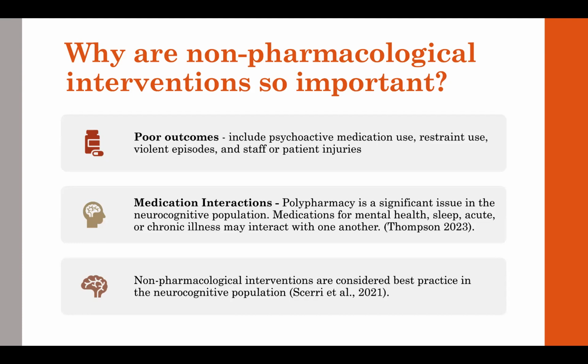There's also the potential for medication interactions. Polypharmacy is a significant issue in the neurocognitive population, and medications for mental health, sleep, and acute or chronic illness may interact with one another. And truly, according to research, the non-pharmacological interventions that we utilize are considered best practice in the neurocognitive population when treating behavioral issues.